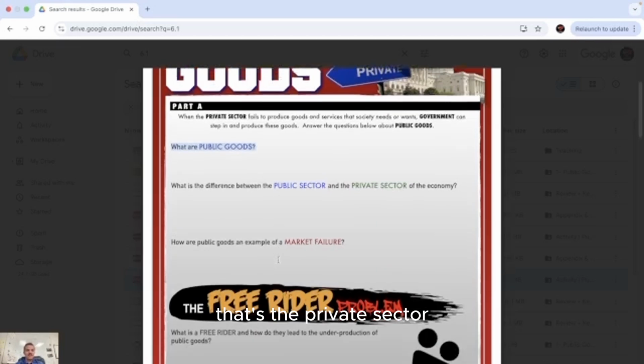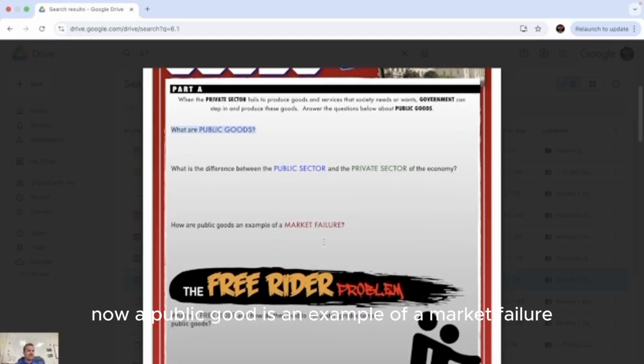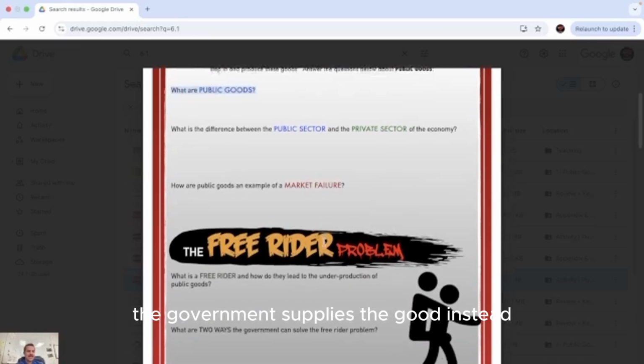That's the private sector. Now, public good is an example of a market failure because the free market sometimes fails to produce the actual essential goods that are needed by society. And so when that market failure comes into play, in order to meet the demand that the consumers have, the government supplies the good instead.